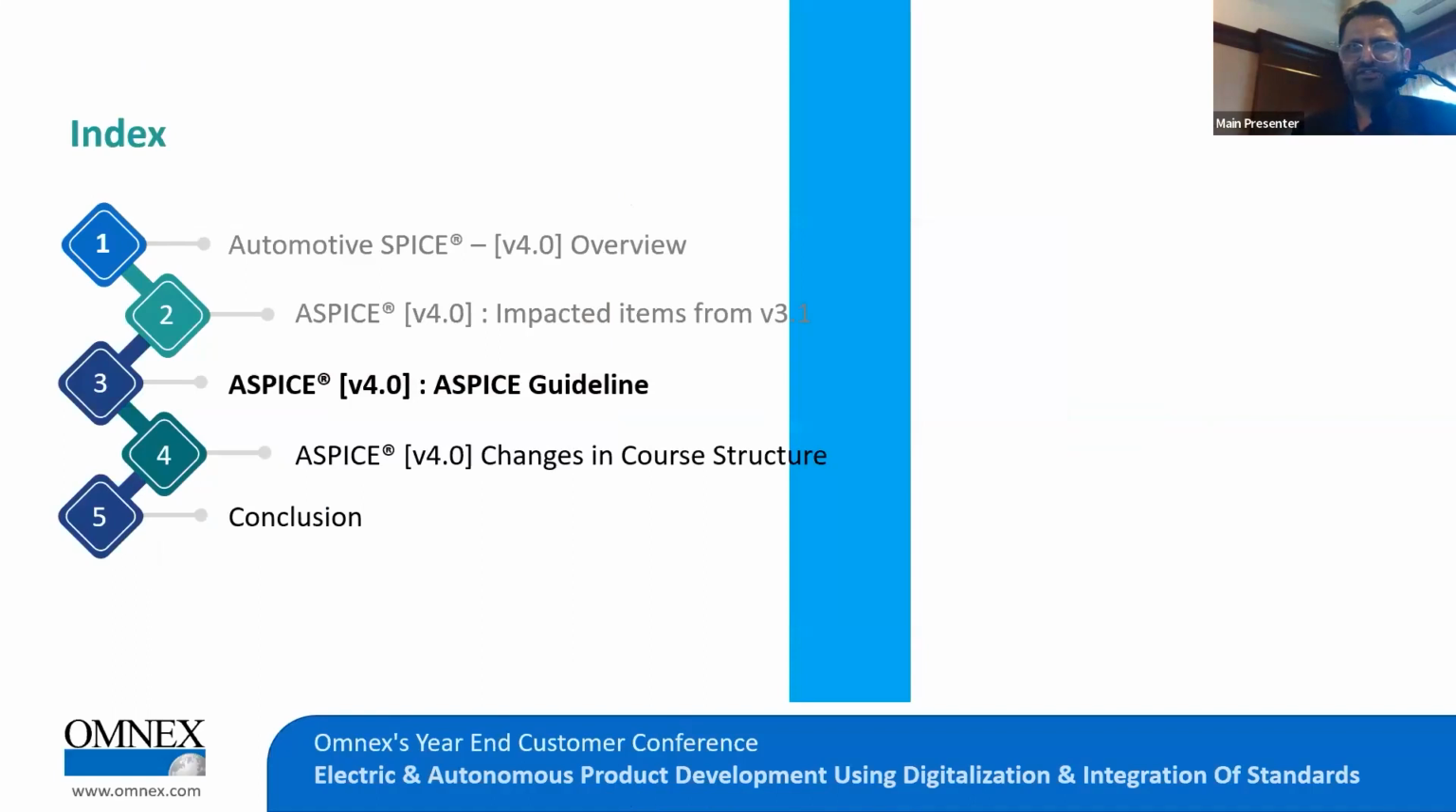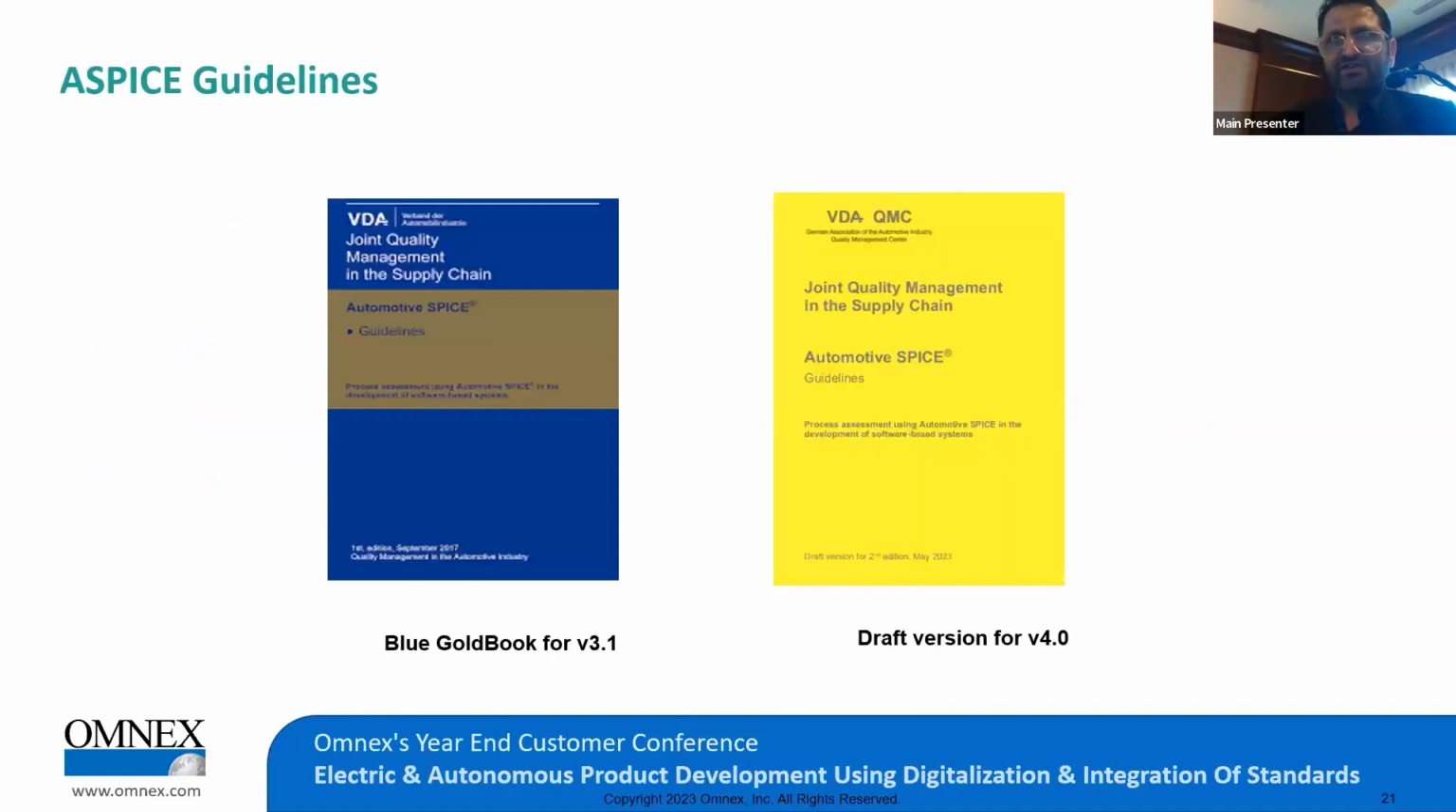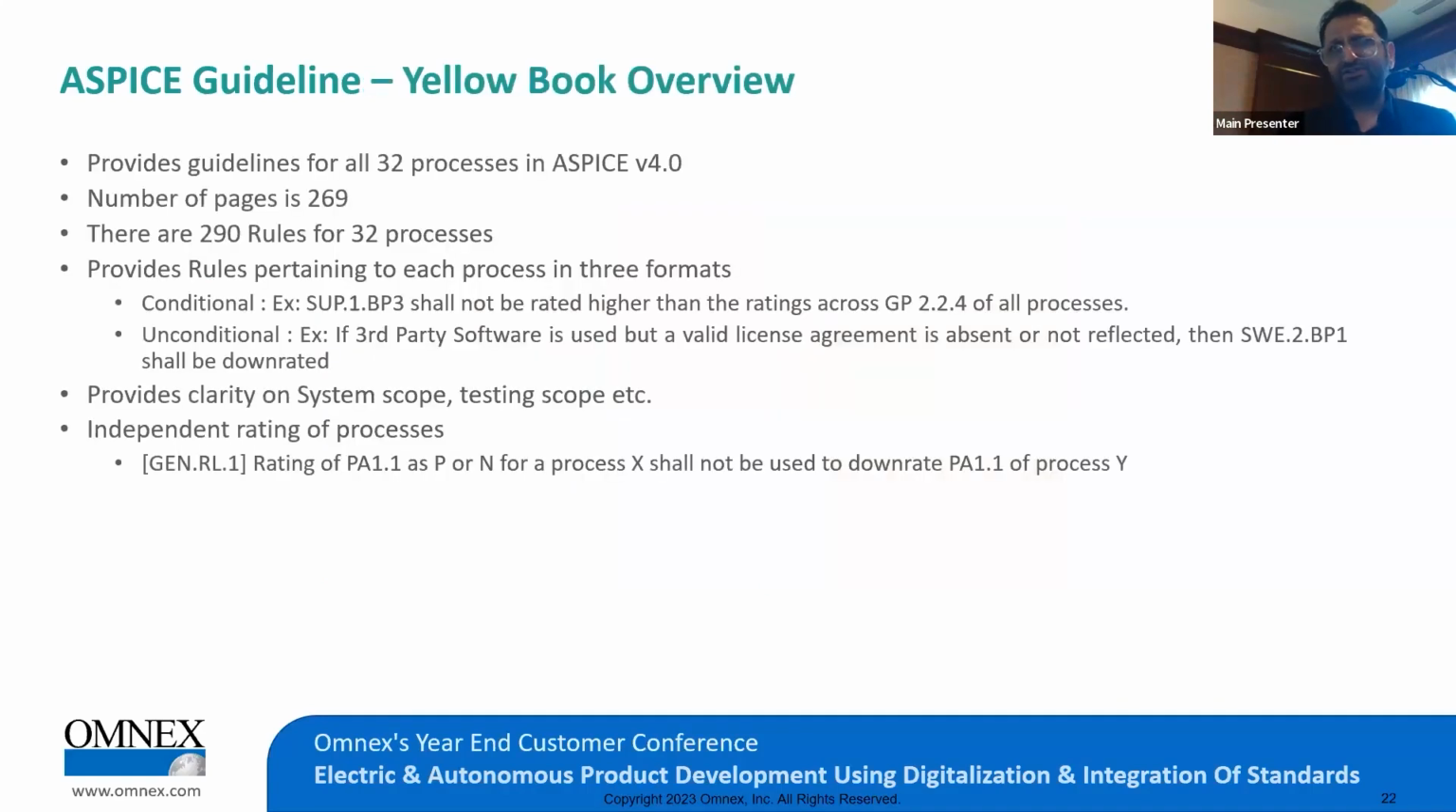The discussion on ASPICE won't be complete if we don't talk about the ASPICE guideline. As we all are aware, there was a blue gold book, which was published for 3.1. Now for 4.0 also, there is a gold book, which right now is in the draft version, so it's a yellow book. It has also gone through major changes in terms of its content.